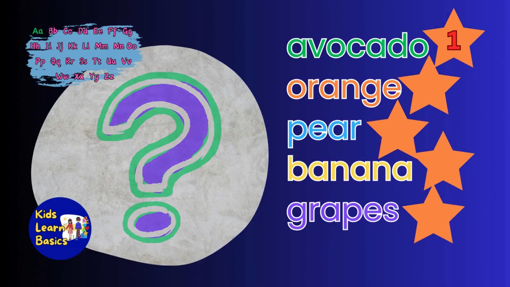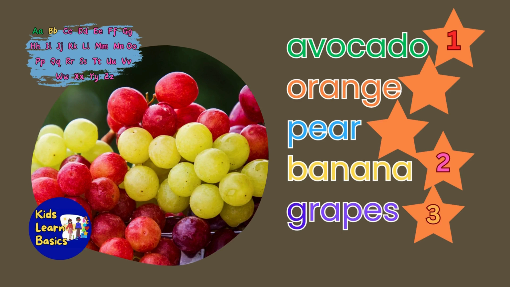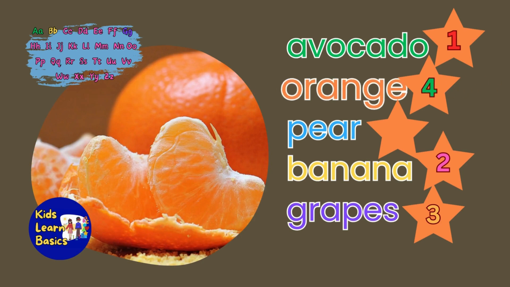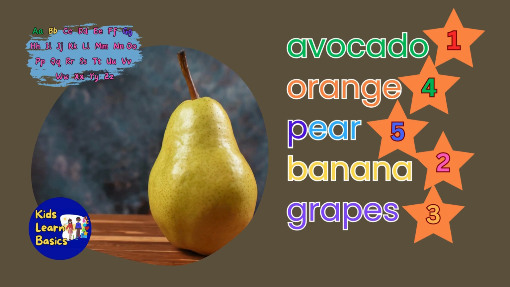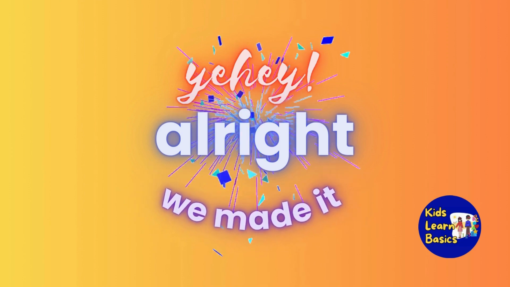What's next? Banana. B is for banana. The third is G. G is for grapes. The fourth is O. O is for orange. And the fifth word is pear. Yay! All right, we made it.